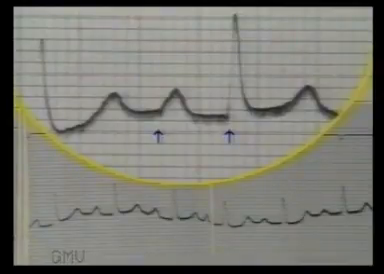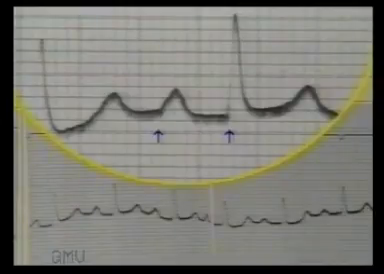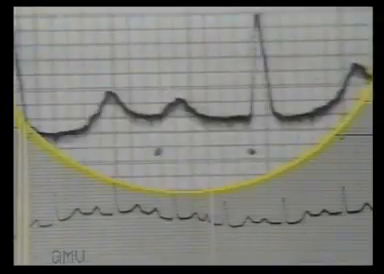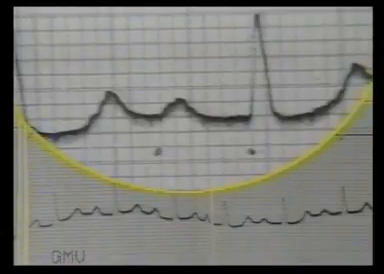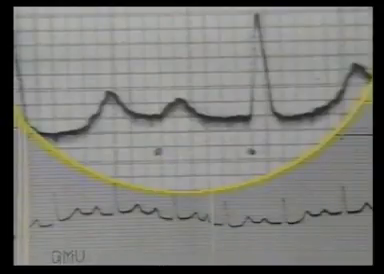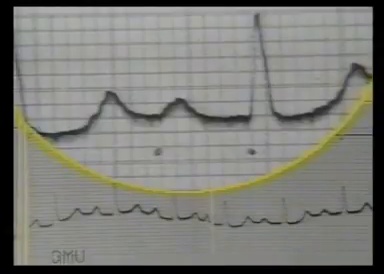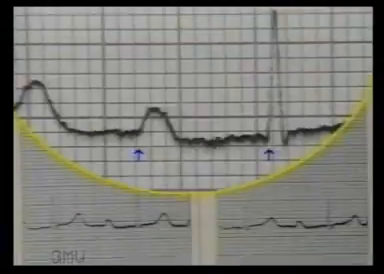But no beat is dropped. This is termed as first degree AV block or first degree partial heart block. Note again in another beat a PR interval of 6 millimeters, and note in the lower strip that every P wave is followed by a QRS complex. Only the conduction is delayed in the AV node, resulting in a prolonged PR interval.